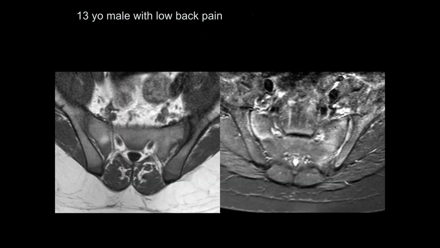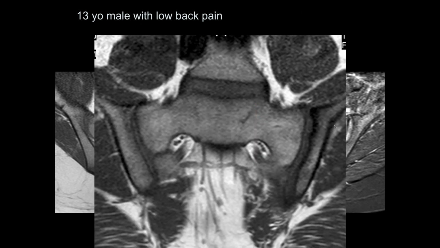So again, at 13, most of these changes are reversible. If you stop the disease here, then this patient can go on to a normal spine. So it's really important to make this diagnosis. Still, a lot of clinicians don't think of this diagnosis. A lot of clinicians think of ankylosing spondylitis starting in 20 and 30-year-olds. They don't think of it in teenagers.